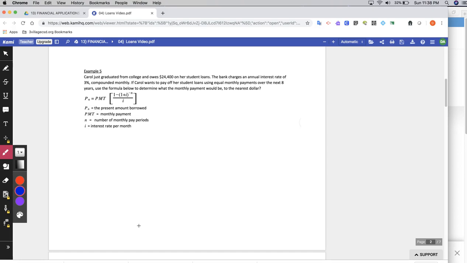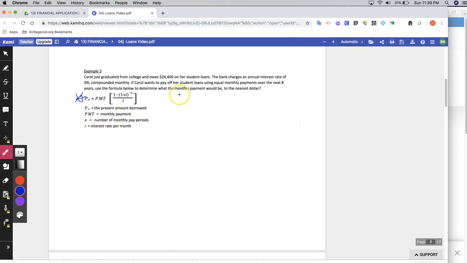Now, if you recall, before the break we dealt with annuities, and the formula on the screen looks perhaps somewhat similar to what you saw with annuities, except there are subtle differences in how this is all set up. But this is a formula that can be used when dealing with a particular loan, and the parts of this formula are listed beneath it, where P sub n is the present amount borrowed, PMT is the monthly payment, N is the number of monthly pay periods, and I is the interest rate per month.